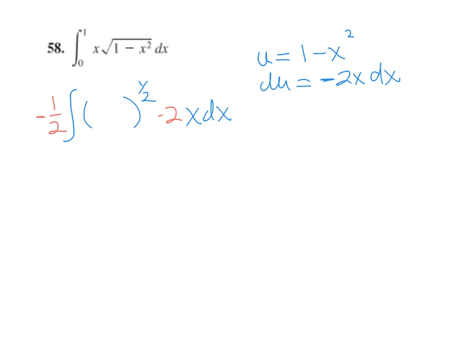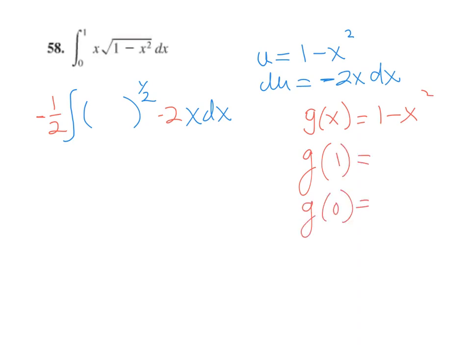And then I also know that g of x is equal to my u. So I need g of 1, and I need g of 0. So if I put a 1 in there, 1 minus 1 is 0. A 0, 1 minus 0 is 1. So that's going to kind of turn things around a bit. All right, so I've got the negative 1/2. This time, instead of the 0, I have a 1. Instead of the 1, I have a 0, which is interesting. Then I have u to the 1/2, and then this is du.